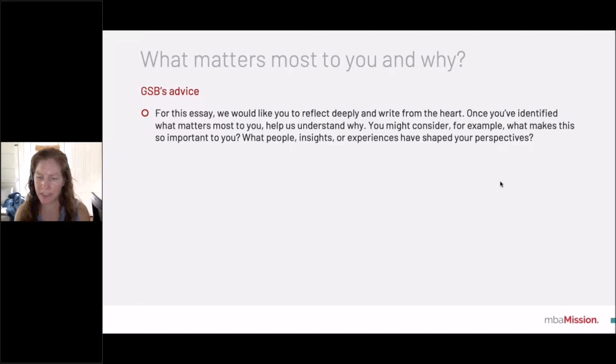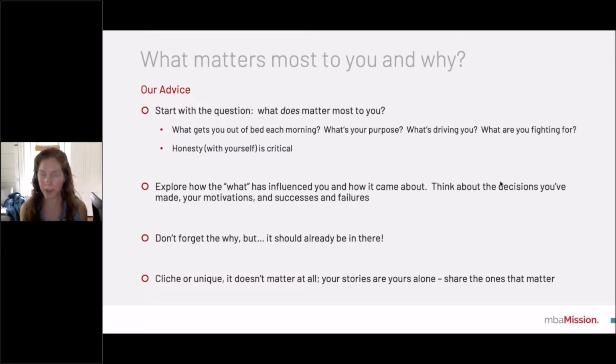Okay, so with Stanford's guidance in mind, now I want to push you guys a little bit further, help you get a little bit more tactical in answering this question. So here's our advice. And note, Stanford has had both of these questions for years and years. So we've really seen what works and can help clients figure out this essay. So the first piece of advice, it sounds obvious, but it's not. Start with a question.